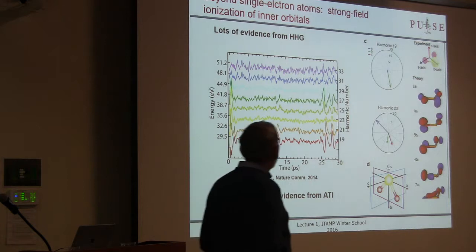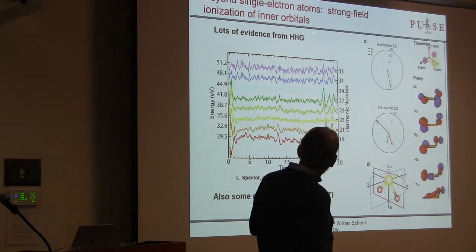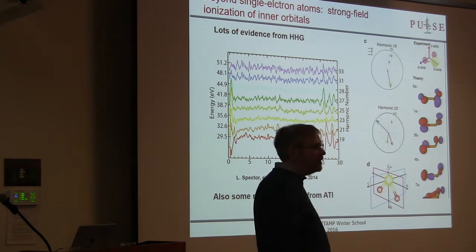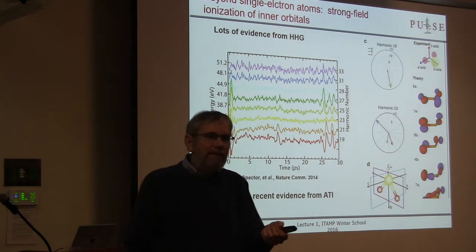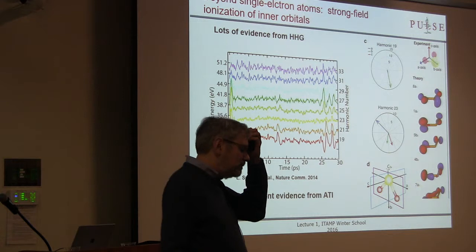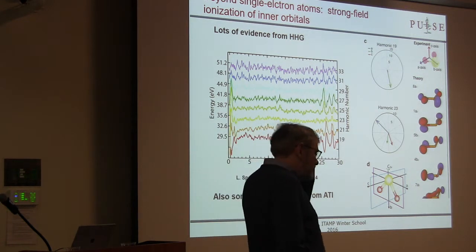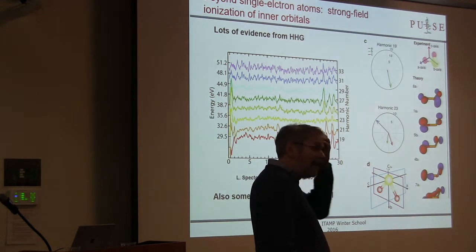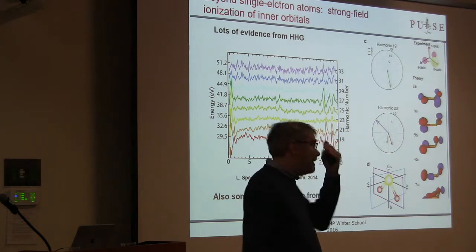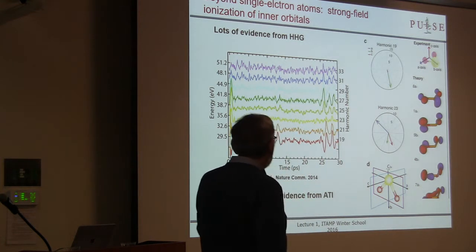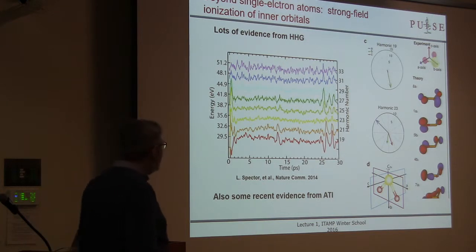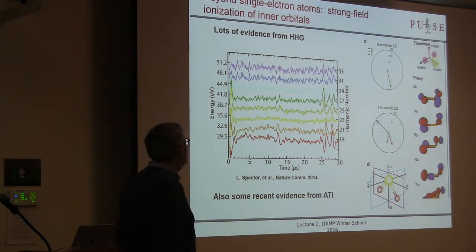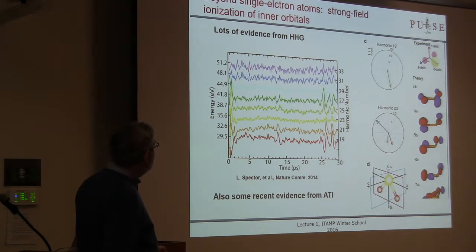Okay, something else that happens beyond single electron atoms, strong field ionization of inner orbitals directly. Not from rescattering, but directly. Okay? Now, this has been seen a lot in high harmonics. And I showed here some stuff from our own lab, but there's other people's labs who have done this, a lot of them. Paul has done it, for example. We've done it in other molecules.